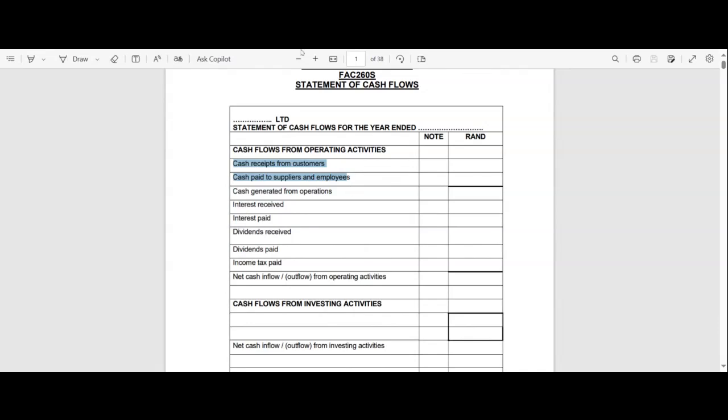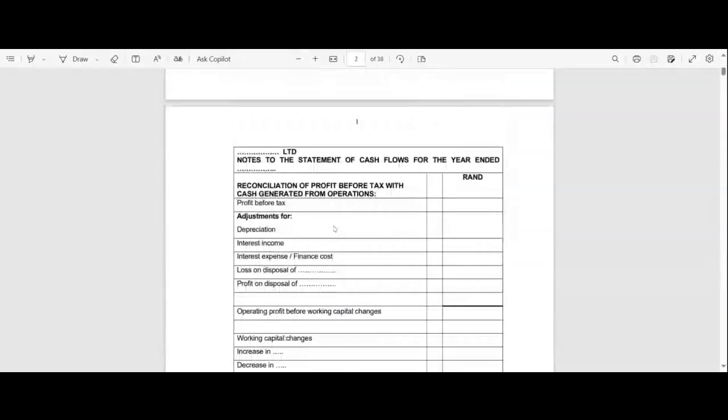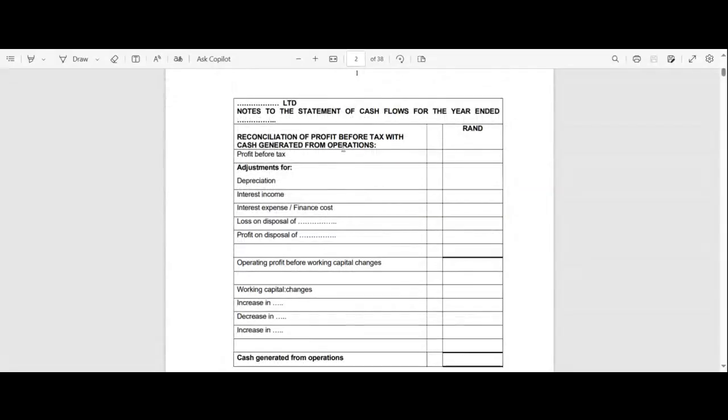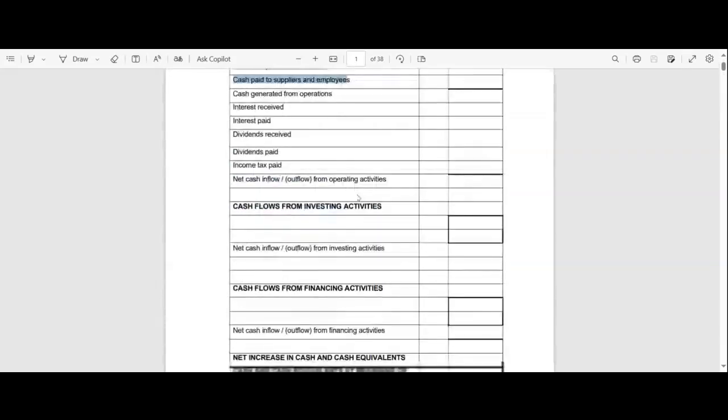Okay. Let us pause there, ladies and gentlemen. Do you understand that principle there? We are taking out from the profit before tax any income and expense that does not relate to operations. And those can only be income and expenses that relate either to other operating activities, not operations, or to investing activities, or to financing activities.